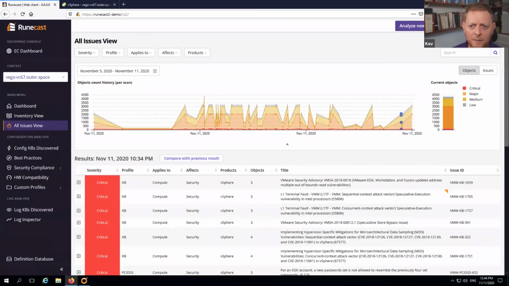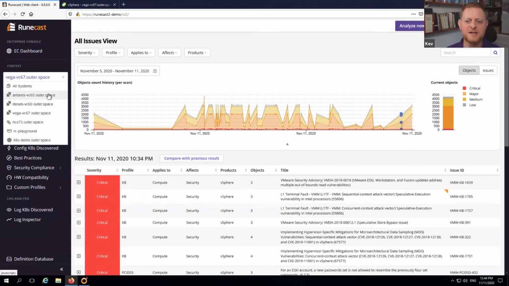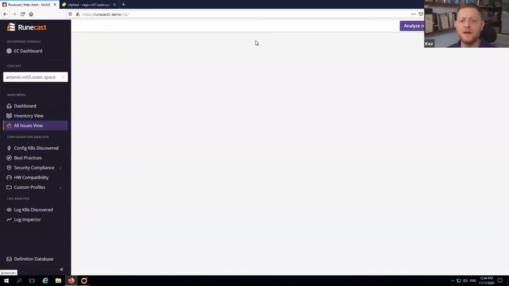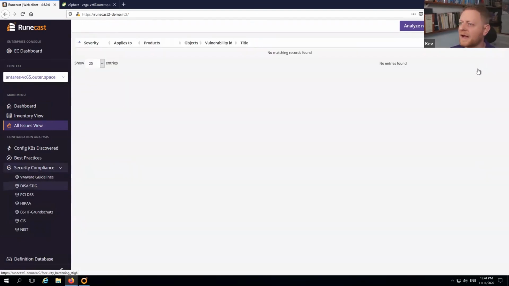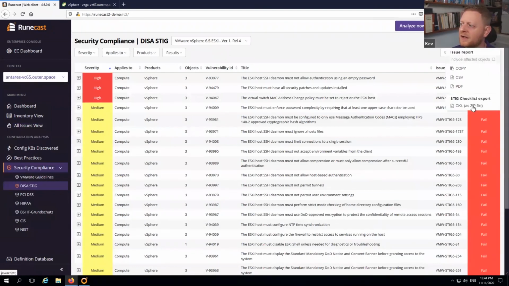Let's select a vCenter 6.5 environment. The reason for this is because DISA STIG only covers up to vSphere 6.5. There isn't a STIG for 6.7 as yet. So if we go to security compliance, again we have STIG turned on, and then we have our export capability. We've just added this extra functionality here to export the STIG checklist.